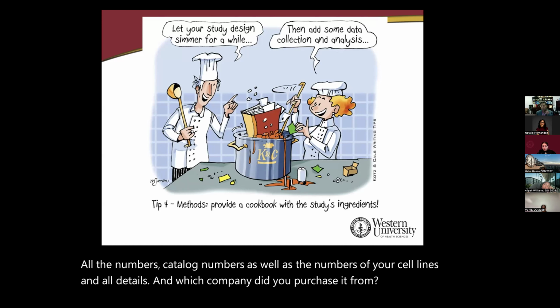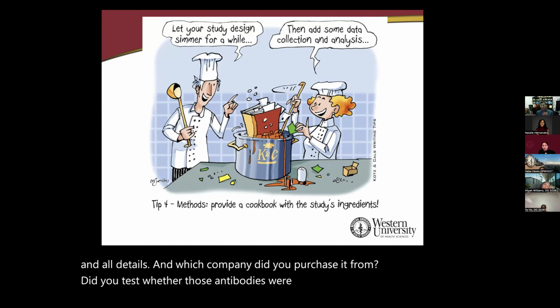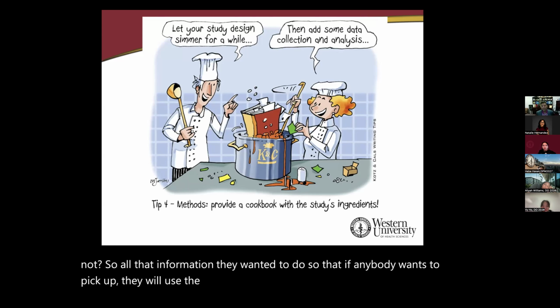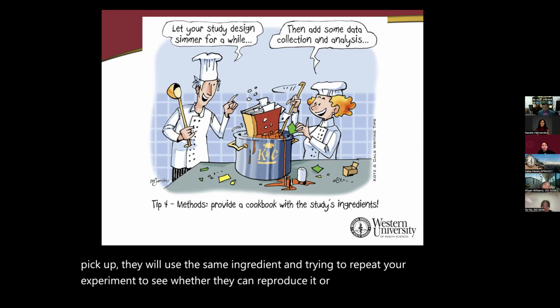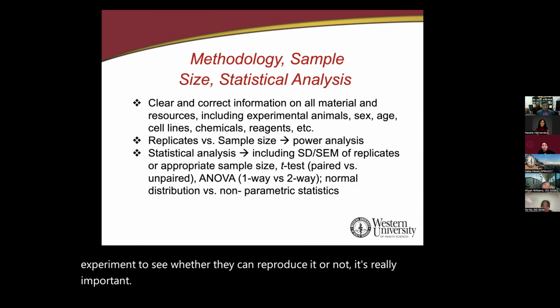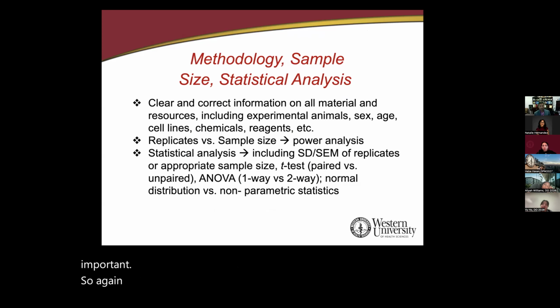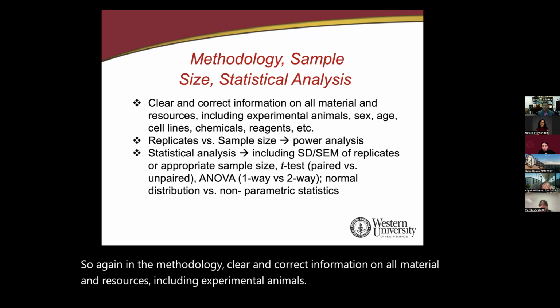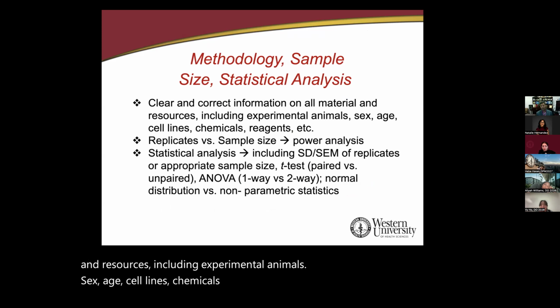Did you test whether those antibodies were really the correct antibodies or not? So all that information is wanted so that if anybody wants to pick up your work, they will use the same ingredients and try to repeat your experiment to see whether they can reproduce it or not. It's really important. So again, in the methodology, you need clear and correct information on all materials and resources, including experimental animals, sex, age, cell lines, chemicals, reagents, anything you are using in your study. You have to really give it properly.